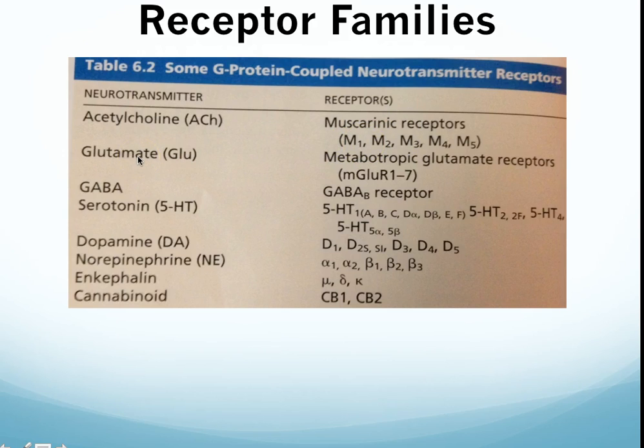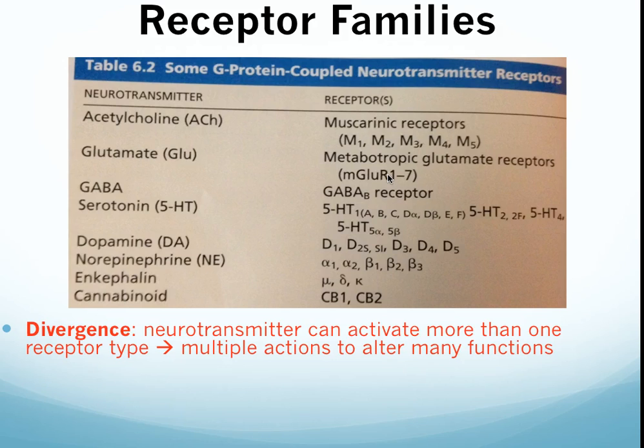Glutamate, same thing. Even though we talked about the ionotropic glutamate receptors, which are the NMDA receptor, the AMPA receptor, etc., there are also metabotropic glutamate receptors. So glutamate can also activate GPCRs in addition to the ionophores. So the divergent aspect of this, the fact that one neurotransmitter can activate a lot of different types of receptors, means that we can have a host of different actions by a single neurotransmitter.